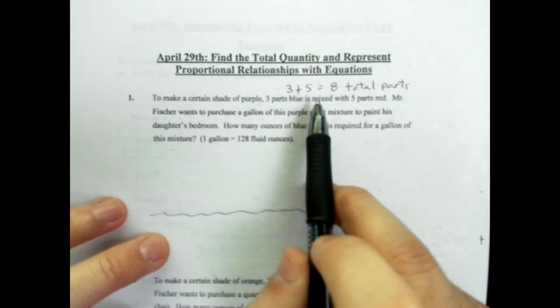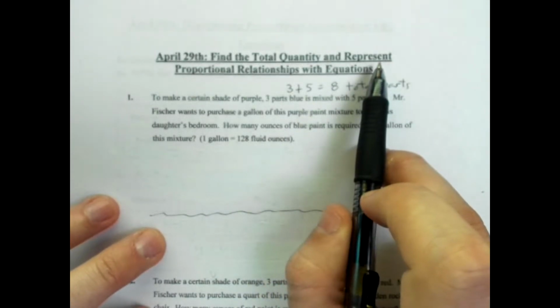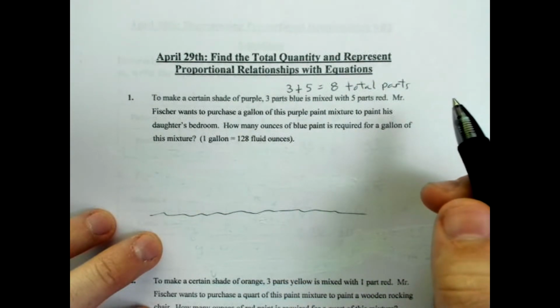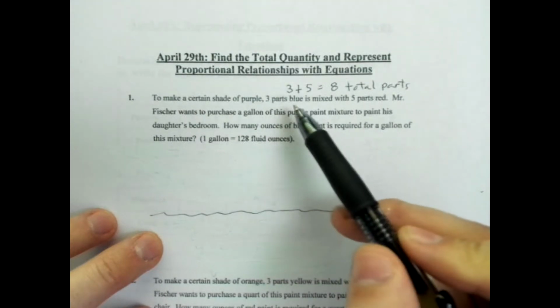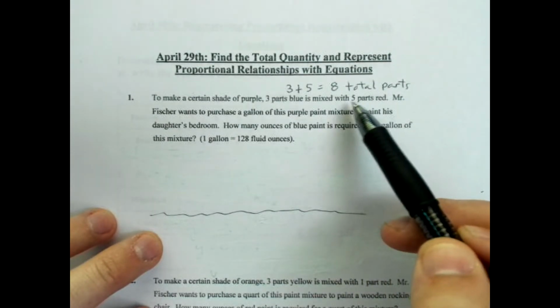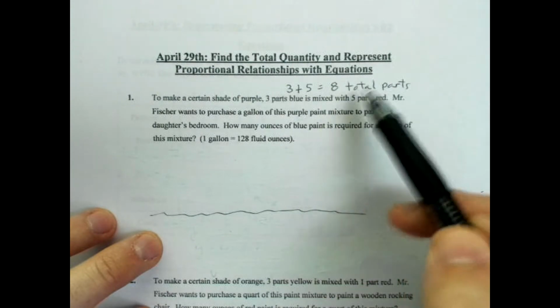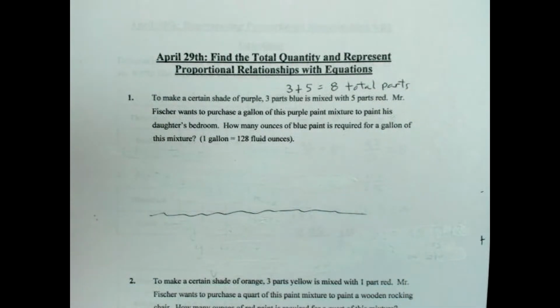So first, what I did was, at the top, we wanted to figure out how many total parts this was going to be. Right? So if we have 3 parts blue and 5 parts red, 3 plus 5 equals 8 total parts. So there's 8 total parts going into this. And we want to figure out how many ounces of blue paint is required for a gallon of the mixture.